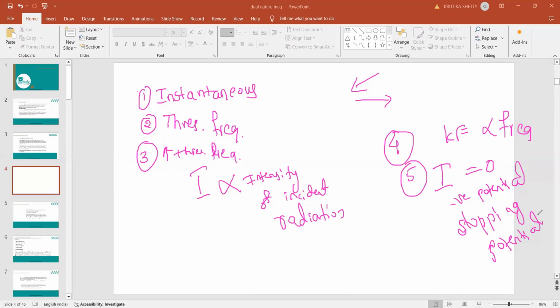So what is the first point, students? The photoelectric effect is an instantaneous process. Here we require some minimum frequency for the phenomenon, called the threshold frequency. Third point: above the threshold frequency, the photocurrent is directly proportional to the intensity of the incident radiation.